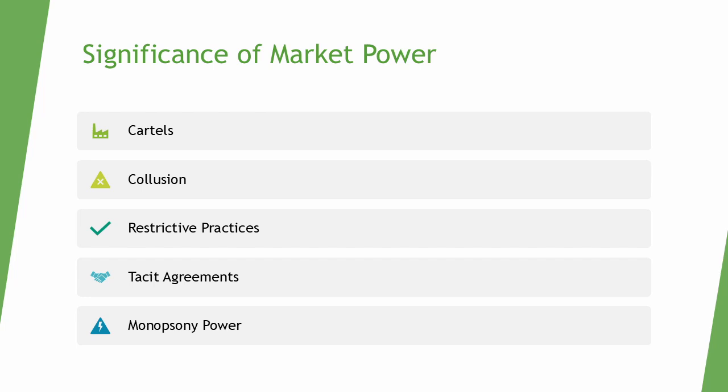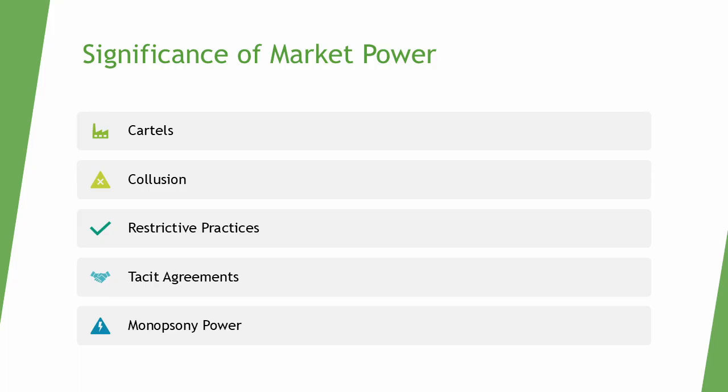A cartel is a group of firms that formally agree to coordinate prices, output, or market behavior to reduce competition. Cartels have some significance over market power as they enable firms to act collectively like a monopoly and raise prices above competitive levels. However, cartels may have little significance over market power as they are unstable and may collapse due to cheating or regulatory intervention.